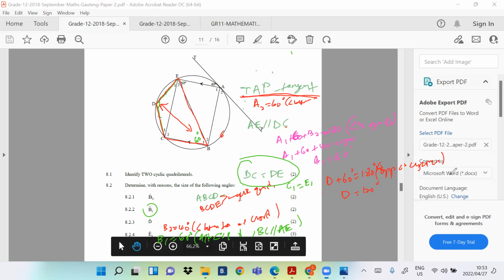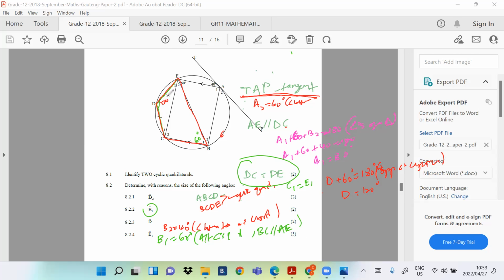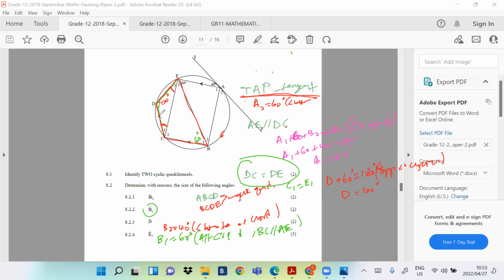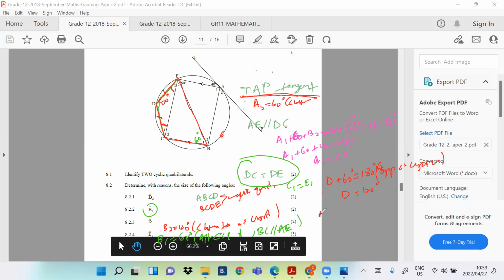Okay, so that's 120. After getting D, they want E1. Where's E1? E1 is here. You see E1 and C1 are equal because this and that are equal, right? So E1 is equal to C1. The reason being, opposite sides equal opposite angles.